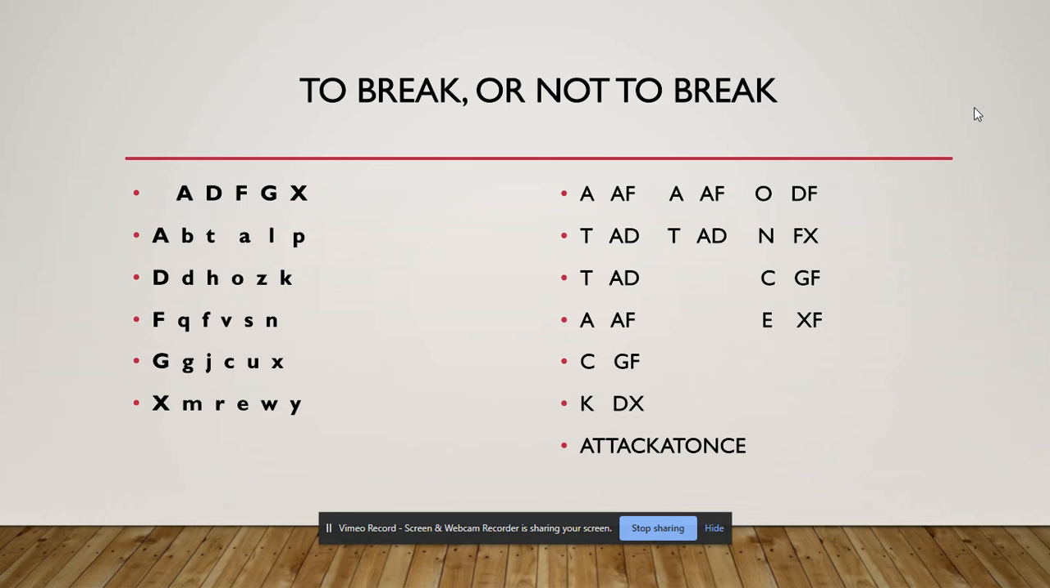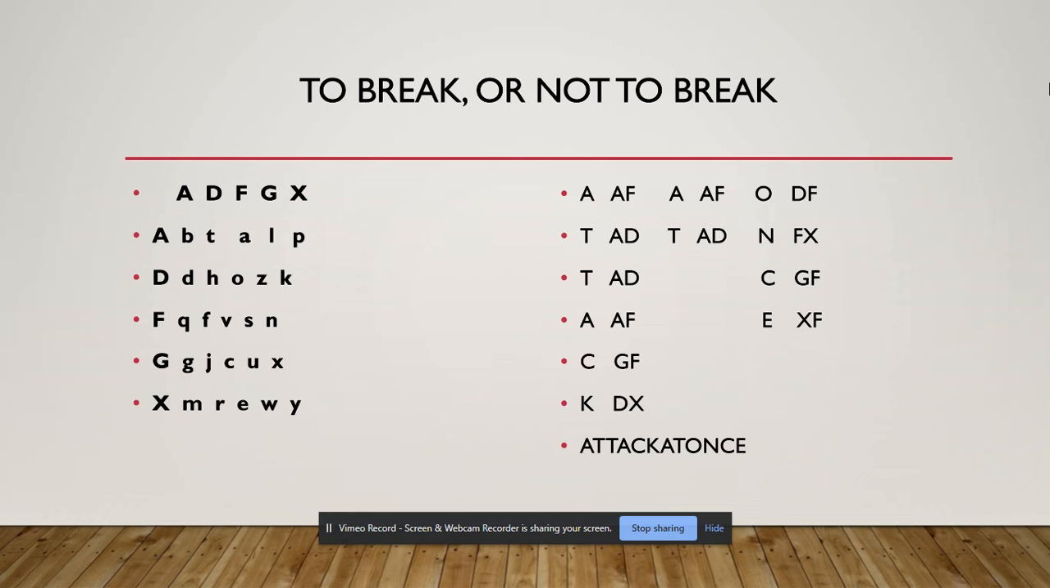So when you have a sentence like attack at once, you want to look for the lowercase a. And so that's in the first bit of lowercase letters. That's about the third column over. So you want to find it, then go to the left, to the right. So in this case, A would be AF, T, AD, another T, AD, so on and so forth.